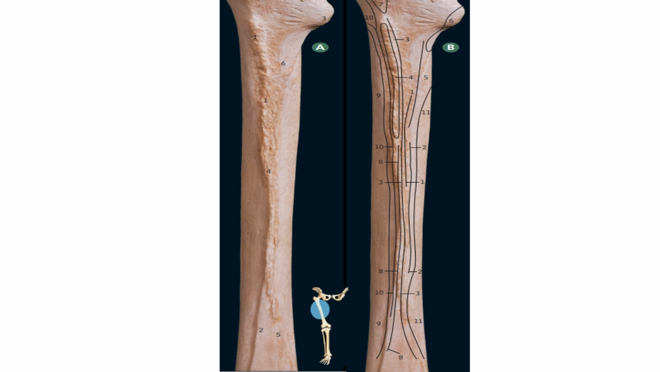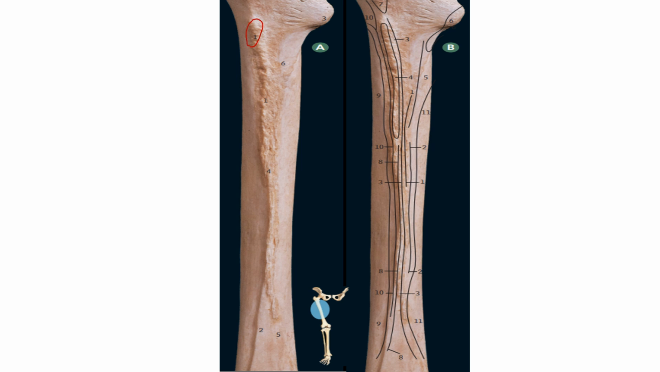There are structures on the shaft of the femur, the first one being from the posterior, and the second also from the posterior. Number one is the bony landmark, that is the gluteal tuberosity.